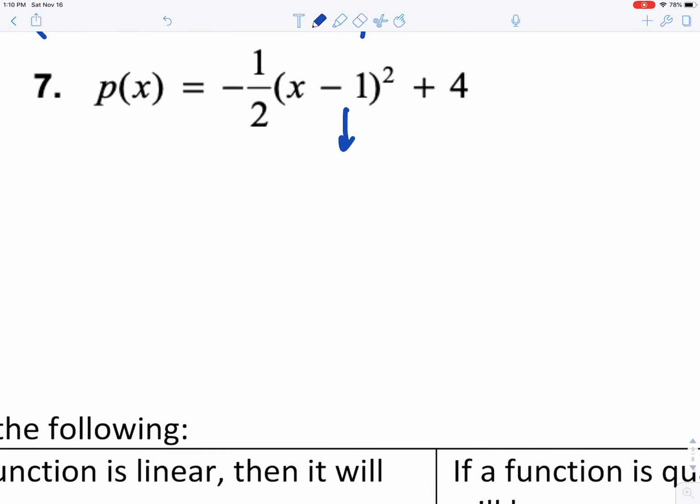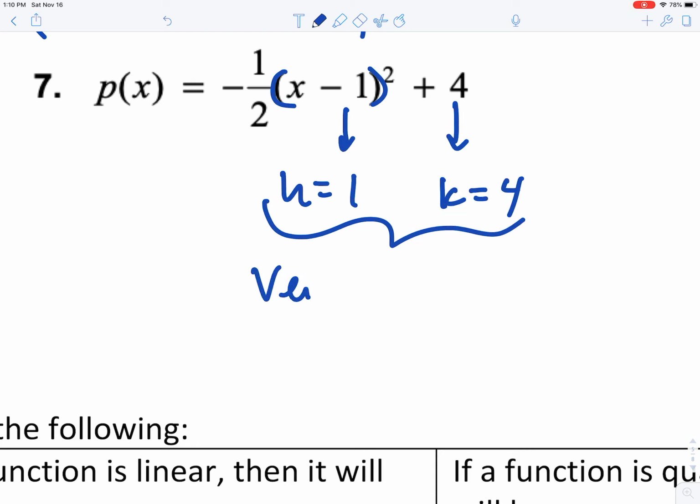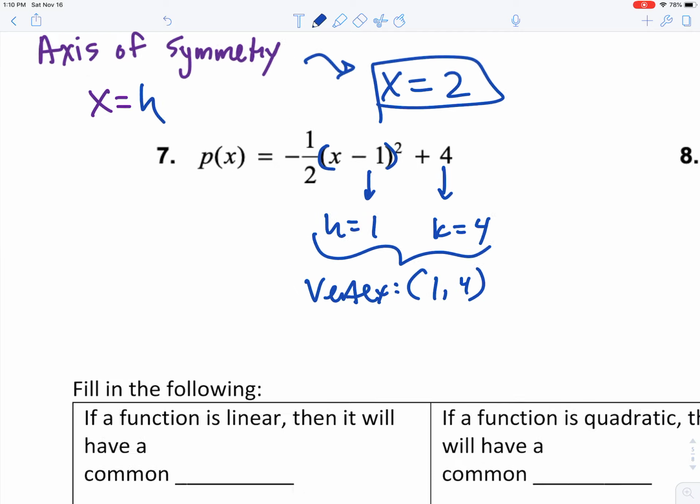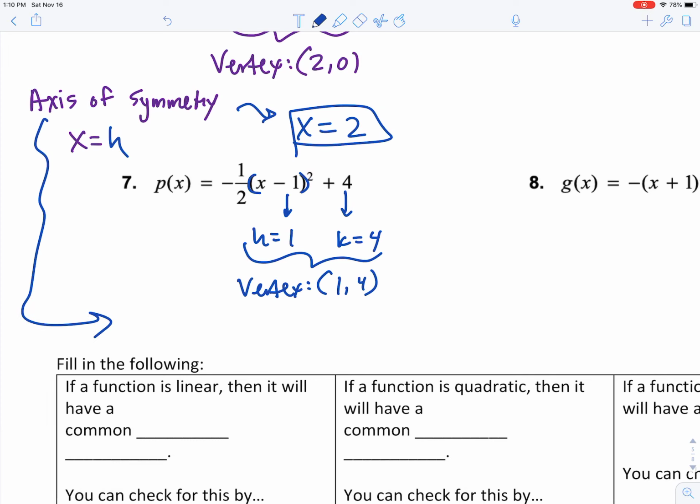Looking over here, what's my h? It looks like -1. It's actually +1 because of the form, with the minus in front. This one here, I do have a k. This time it's 4. Put those two things together, my vertex will be (1, 4). And then just like how we set up here, my x will be equal to h for my axis of symmetry. So my axis of symmetry is going to be x equals 1.